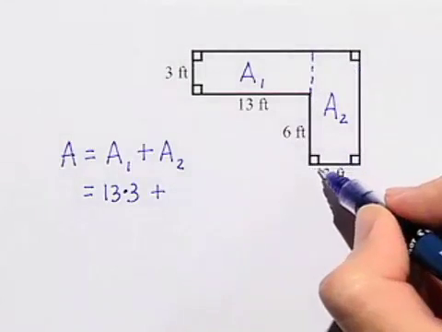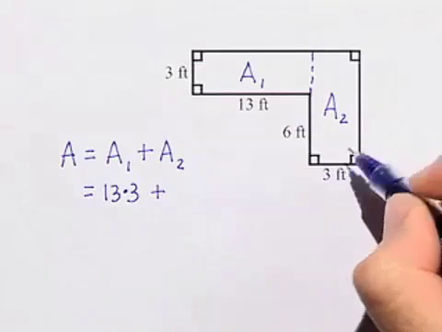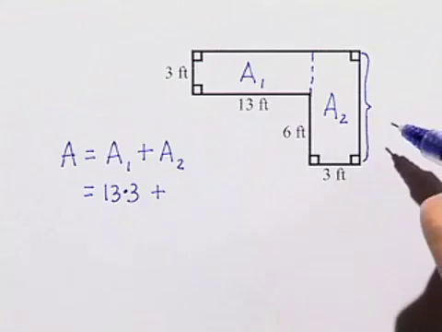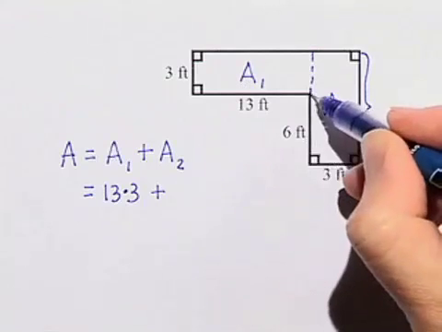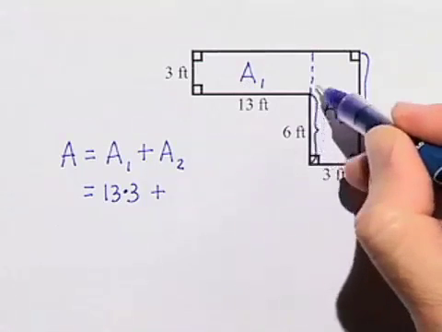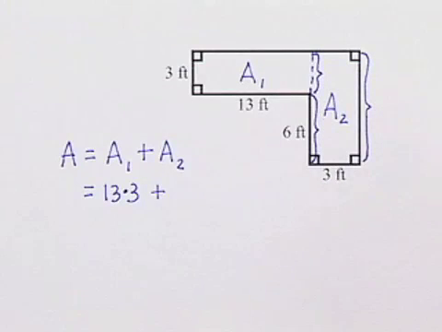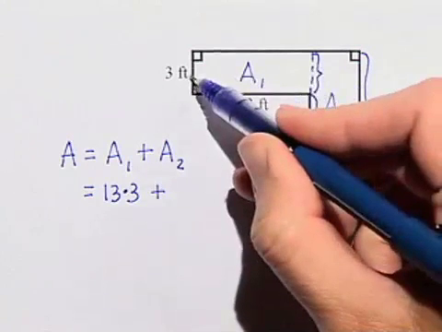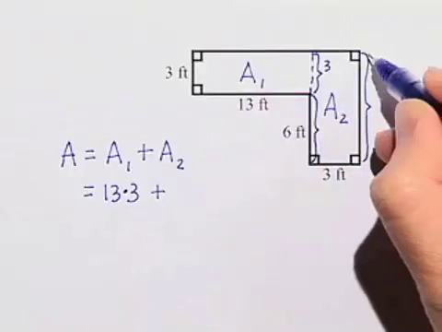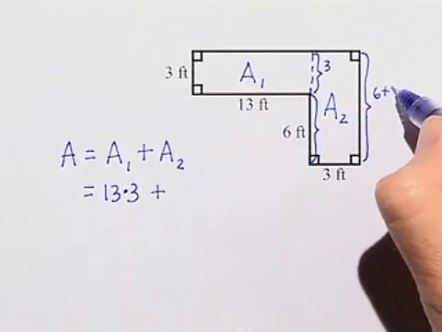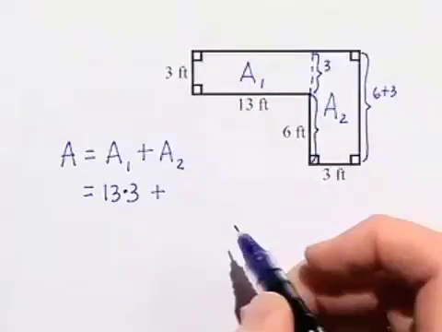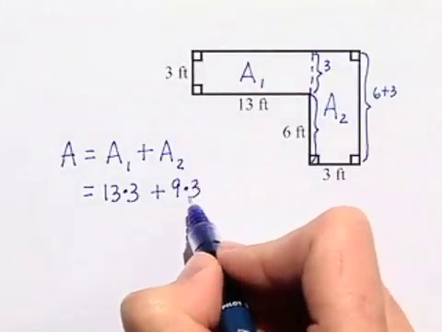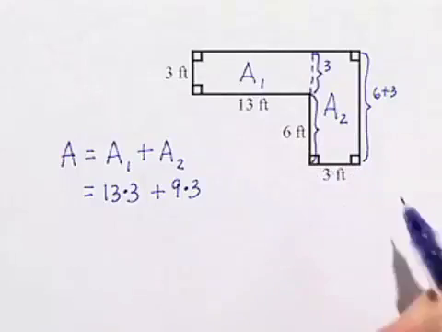Well, let's see here. We also have 3 feet on one side, but what is the length of this longer side? Well, we can see that the length is equal to 6 feet plus the distance of this dotted segment. The distance of this dotted segment is just 3 because it's the opposite side from this other 3 feet. So really, this length is a total of 6 plus 3, or 9. So the area of rectangle A sub 2 is going to be 9 times 3. This 9 times this 3.